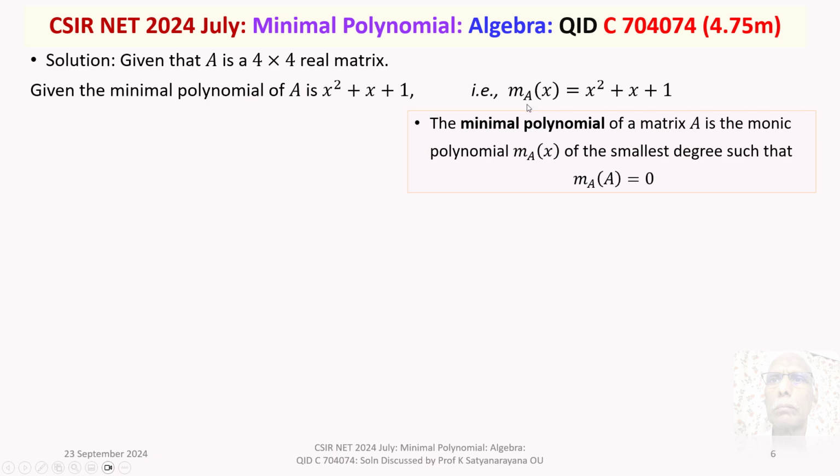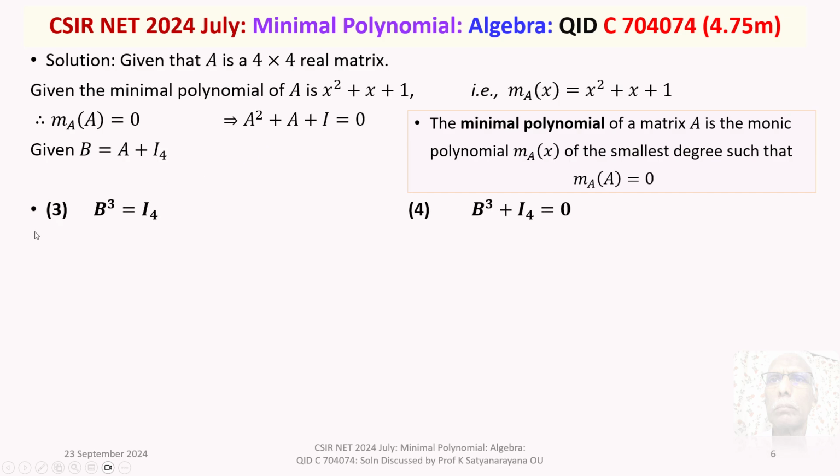So the minimal polynomial of A is x square plus x plus 1. Therefore, m suffix A of A must be equal to 0. That means A satisfies that minimal polynomial: A square plus A plus I is 0. Agreed. Now, we are given B is equal to A plus the 4x4 identity matrix.